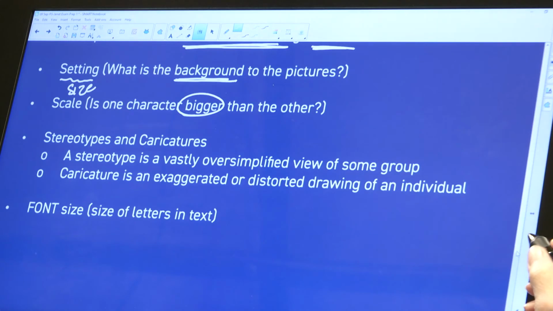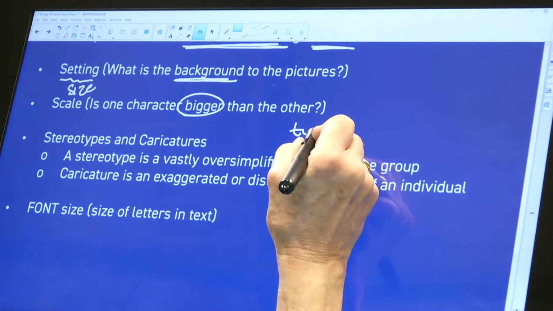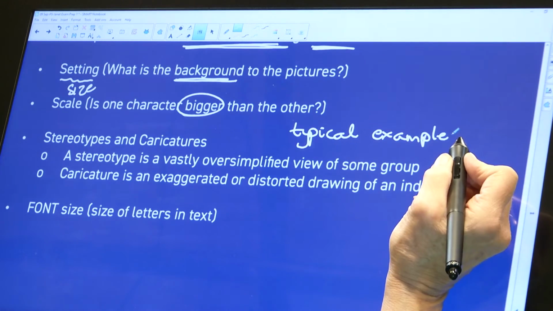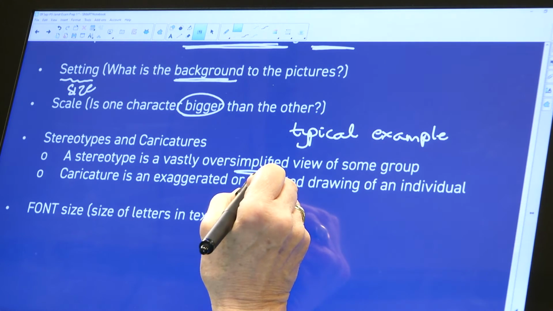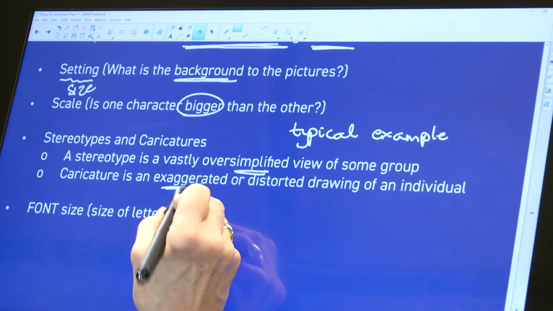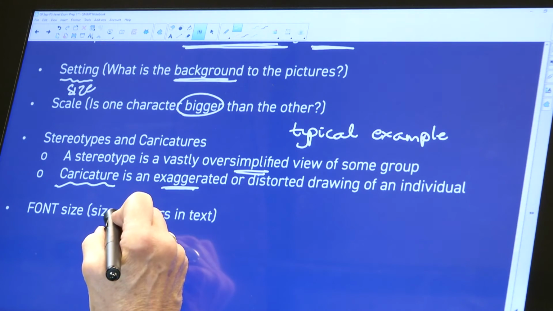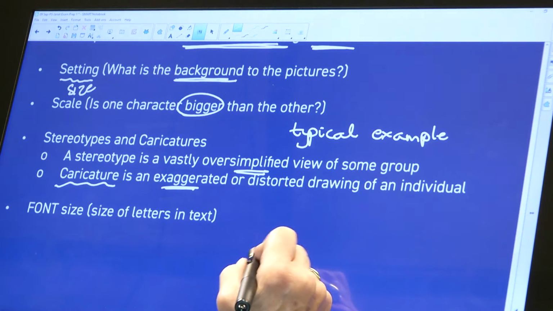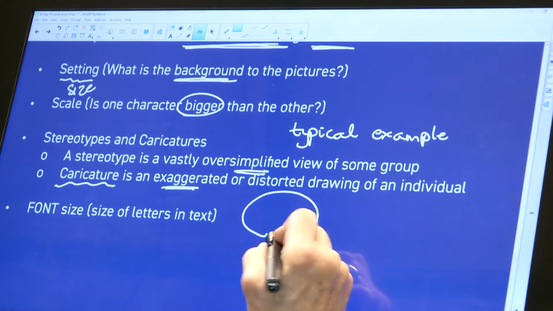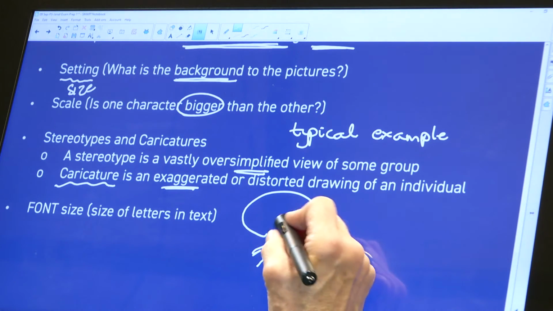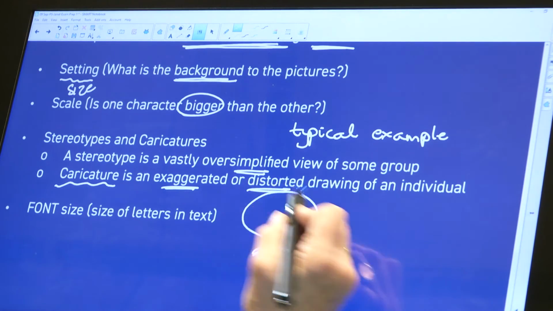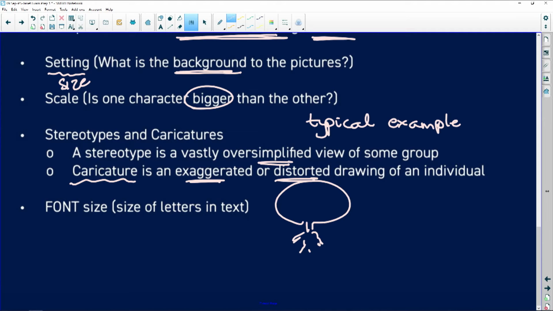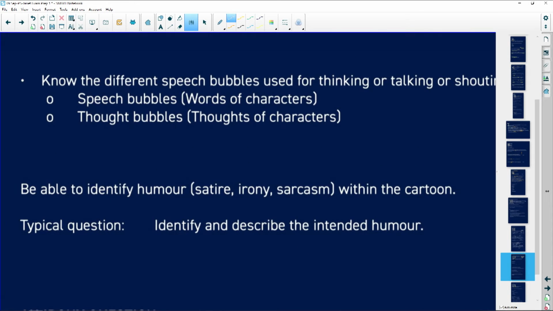So a stereotype is a typical example of a lawyer, a typical example of an accountant. So it'll be very simplified, a very simple view, and will be exaggerated if it's a caricature. So let's say you've got a very tiny little body down here, arms, legs, and you put an enormous head on that. That's a caricature. It's exaggerated, it's bigger, or distorted, twisted in some kind of way. Don't forget to look at font size as well. So size of characters, size of font.